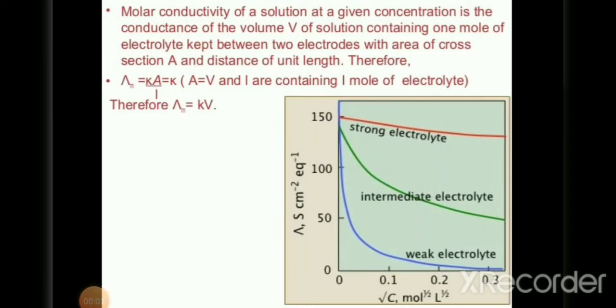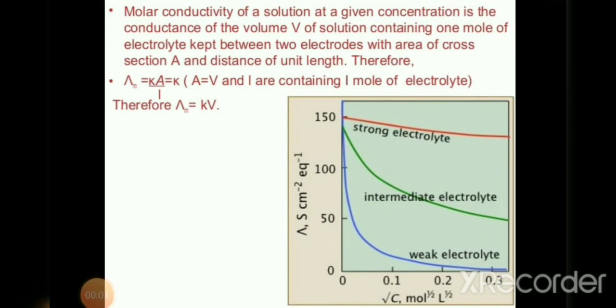What is meant by molar conductivity, lambda m? Molar conductivity lambda m of a solution at a given concentration is the conductance of volume V of the solution containing 1 mole of the electrolyte. It is kept between two electrodes with area of cross section A and distance of unit length. Lambda m is equal to kappa into A by L. But L is equal to 1 and A is equal to V. Therefore, we get lambda m is equal to kappa into V.